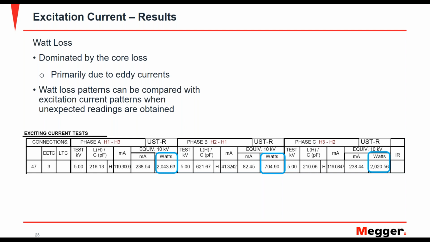And in case there are unexpected readings, it's important that if you have an analysis tool, you can compare the Watts loss patterns and the excitation current patterns to determine if it was a questionable reading, whether it was a test setup issue or whether there was an issue with the transformer itself.